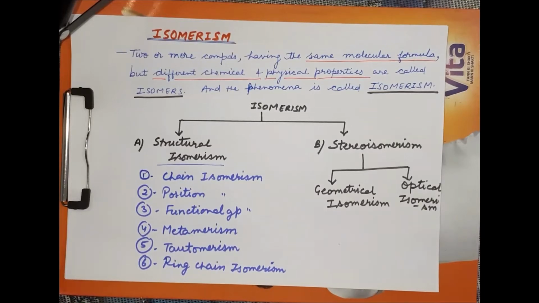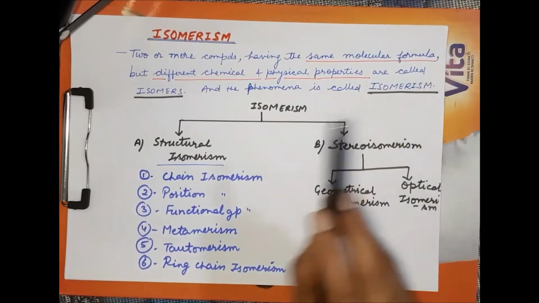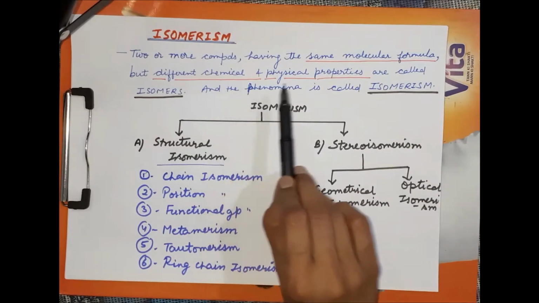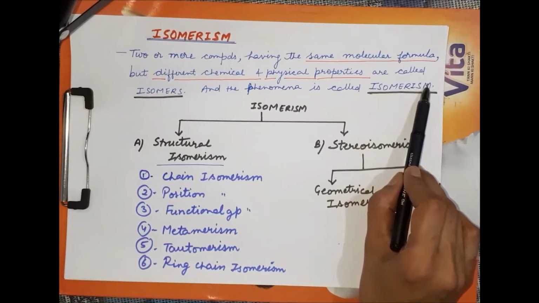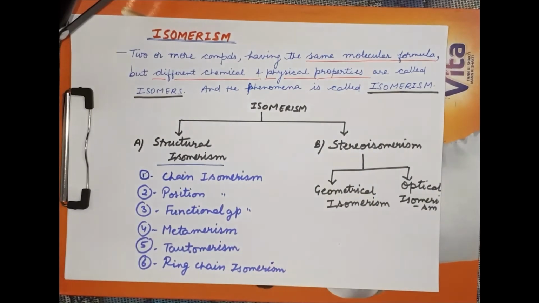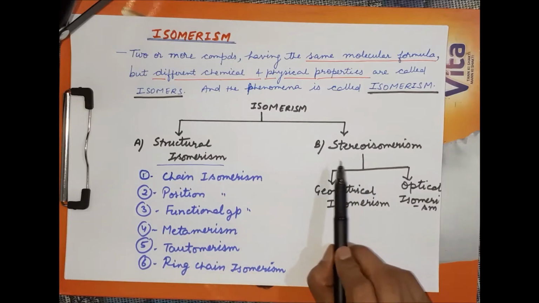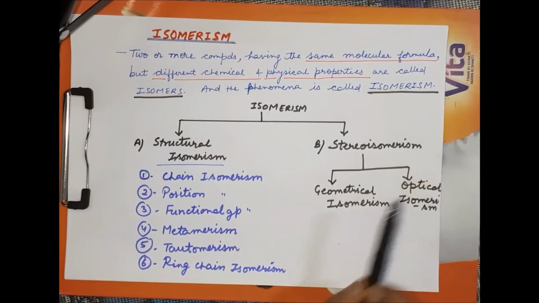So briefly, in a simple way, what is isomerism? We can say when two or more compounds have the same molecular formula but differ in their chemical and physical properties, then they are called isomers, and this phenomenon is called isomerism. So isomerism is broadly of two types. First is structural isomerism and second is stereoisomerism.